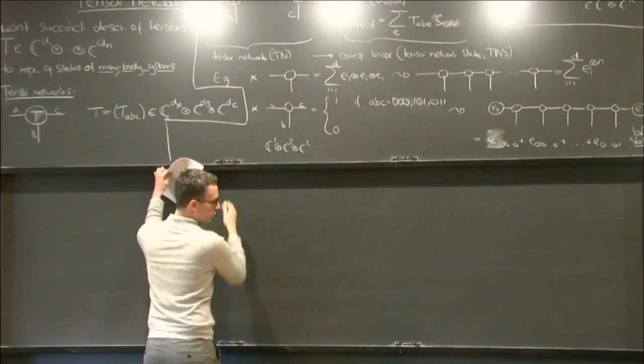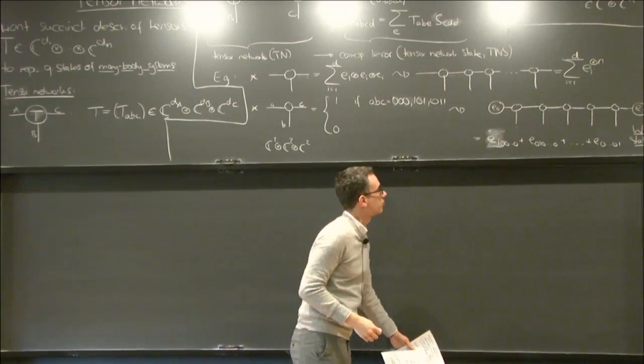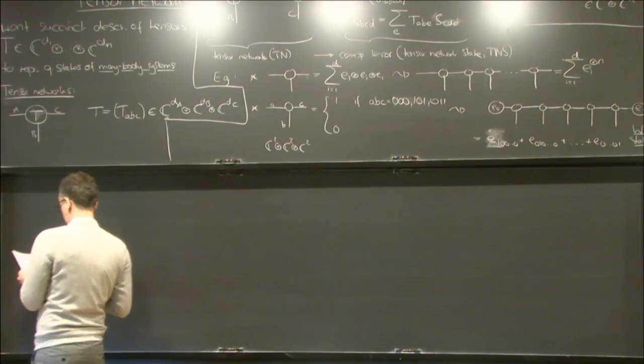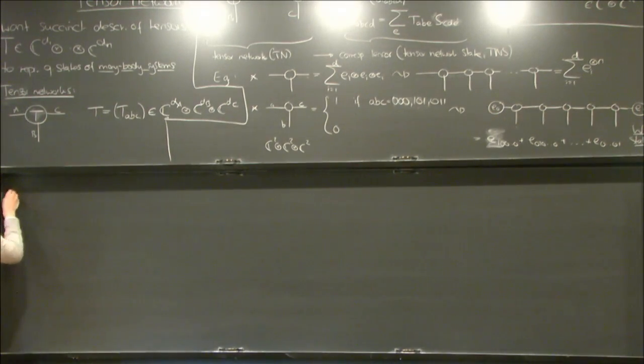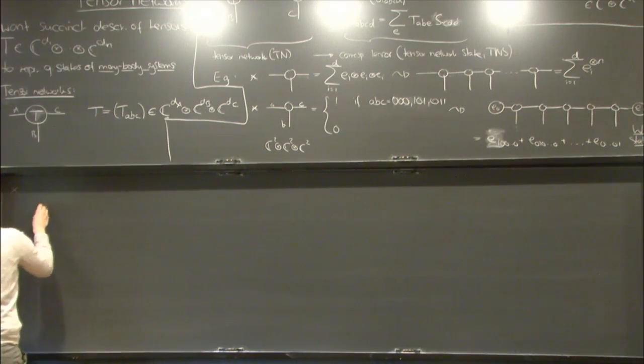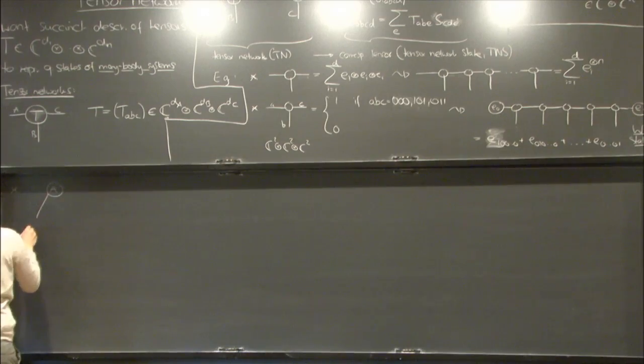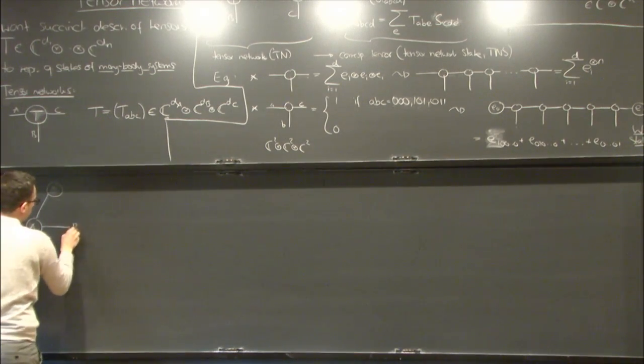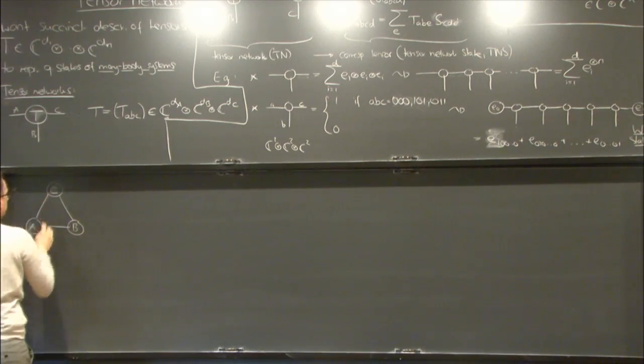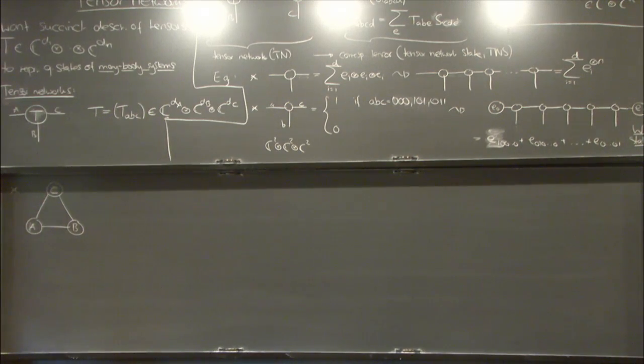Maybe we can look at a more interesting one. Good. So here's another one. Suppose we have the following network. Let's say tensor A, a tensor B, and a tensor C. So A, B, and C are 2 tensors each. So we can think of them as matrices if we like.